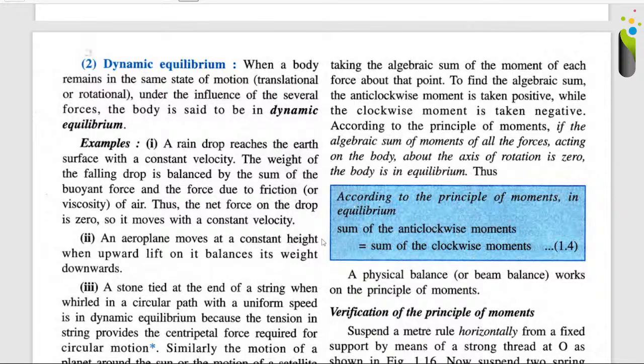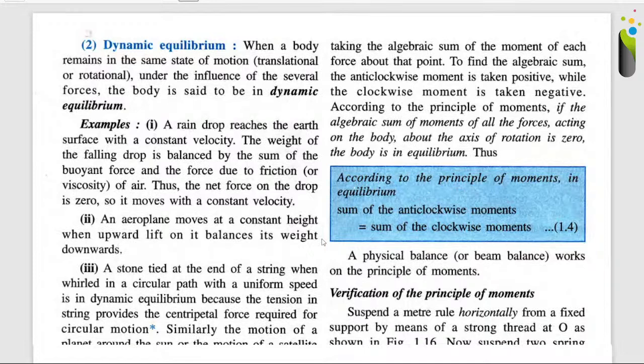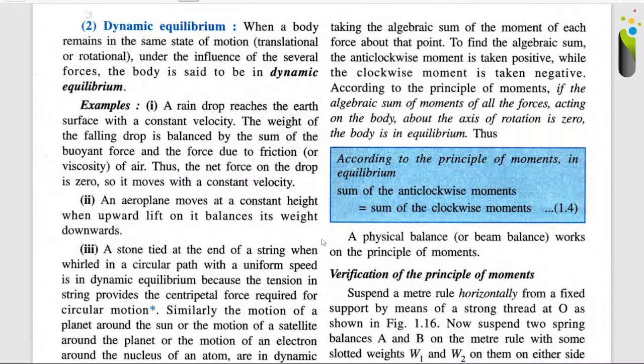Examples. First, a raindrop reaches the earth's surface. A raindrop reaches the earth's surface with a constant velocity. The net force on the drop is zero, so it moves with a constant velocity. This could be asked: why does a raindrop move with a constant velocity? Because the net force on the drop is zero.